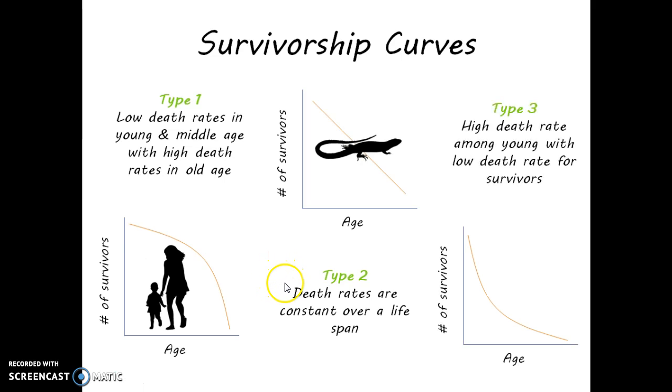And finally, we have type 3, where we have high death rates among young and low death rates for any surviving organisms. Think fish. They lay a ton of eggs. They don't parent very well, and they're assuming that a lot of those eggs are going to die, which is why they lay so many. And so we see lots and lots of individuals die when they're very young, but if they survive past their young age into middle age and into upper ages, they survive pretty well. So those are survivorship curves.